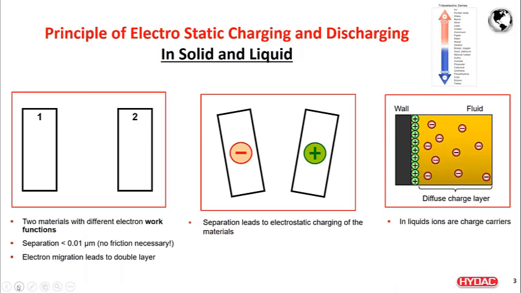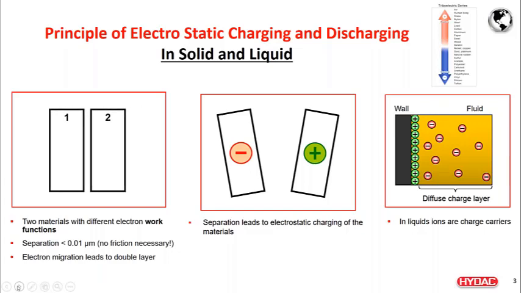So in order to understand the electrostatic charging and discharging, we are first going to talk about the electrostatic charging in the solid, and then in the liquid and the solid material. When you have two dissimilar materials having two dissimilar electron work functions, when these two materials come close to each other, it doesn't need to be in contact with each other. It just needs to be as close as 0.01 micron or closer.